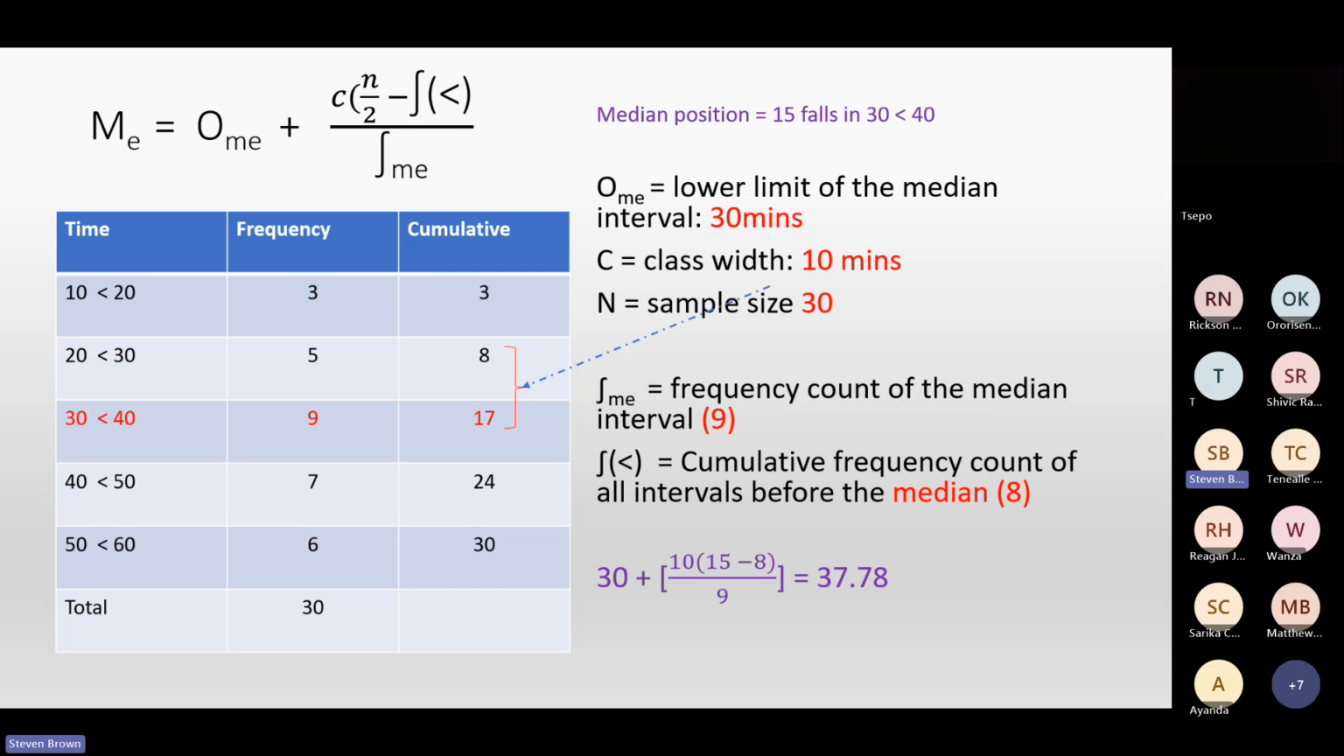On the top here, you'll see a C. C is the interval width. N is the number of data points. Okay, and that means you add up your frequency column. So there's 30 data points here because these are the data points that have been counted. Then minus the cumulative frequency of all the intervals preceding the median interval. Okay, now that's quite a mouthful.